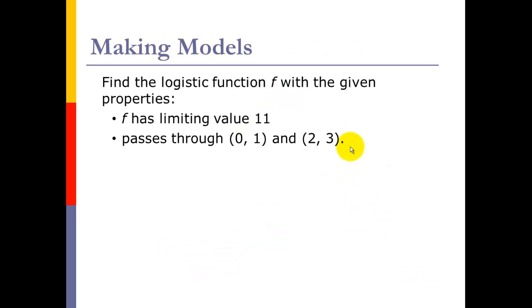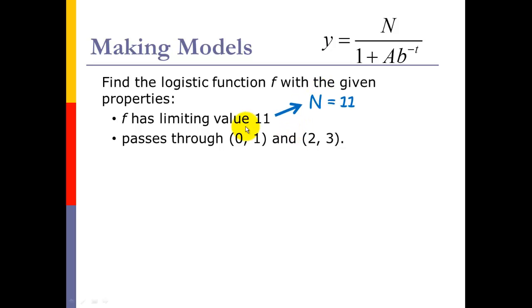And so now let's take an example of making a model. Let's go through the process for doing this. We're going to use this information that we've been given. The f has a limiting value of 11, and we have two data points that the graph will pass through. What we want to do is make a model. So I'm going to start with this version of the logistics curve, and let's figure out what we have.